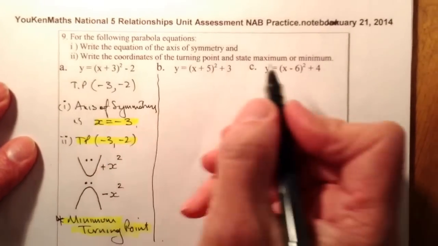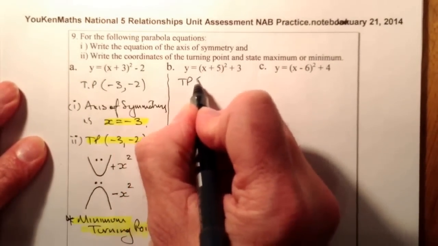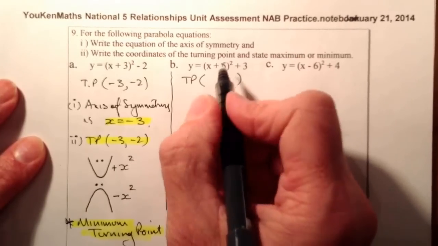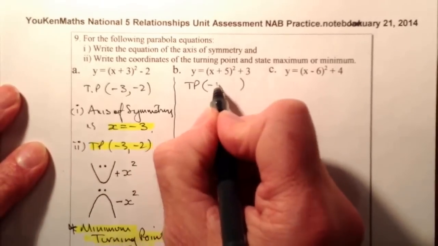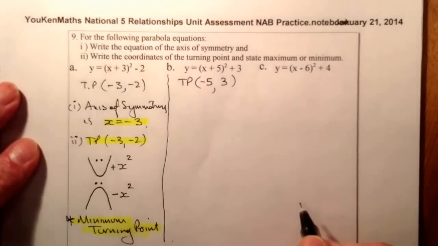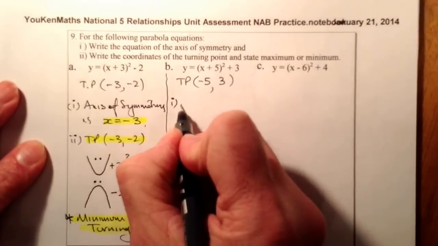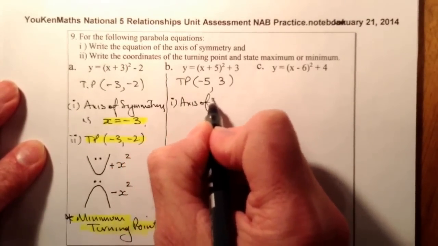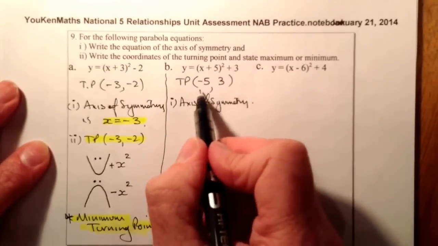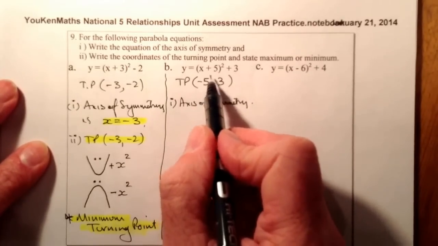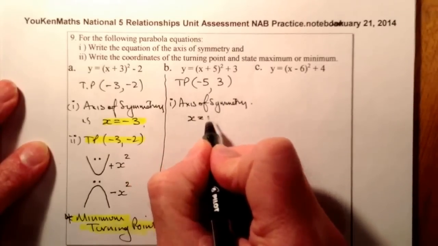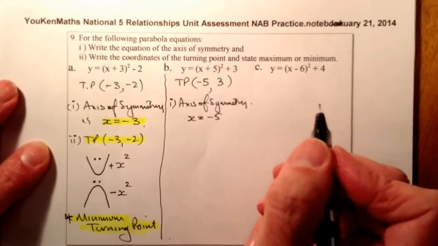Right, for B, what I'm going to do is, again, I'm just going to write down the turning point first of all, because that's going to help me do this one. So if that's a +5, then I know that it's slid to the left, so it's going to be a -5, and I'll take that number there as my y-coordinate. So for part 1, if I look for the axis of symmetry, it's going to be the same as the x-coordinate of my turning point. So what I've got is x is equal to -5 is my equation.